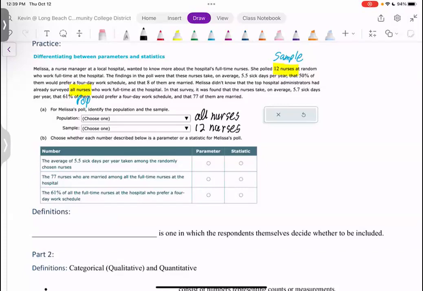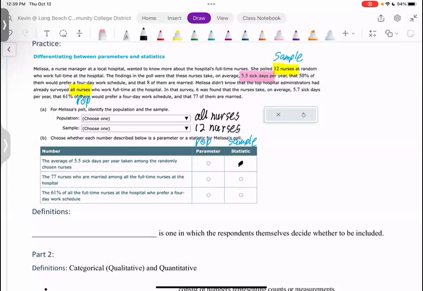And so we're going to take these numbers from this story problem, and we are going to figure out if they are a parameter, meaning they have to do with the population, or if it's a statistic, which has to do with the sample. So once again, I want to point out that this is the population, and this is the sample. So the average of 5.5 sick days per year, that is having to do with the sample. So that is definitely a statistic.